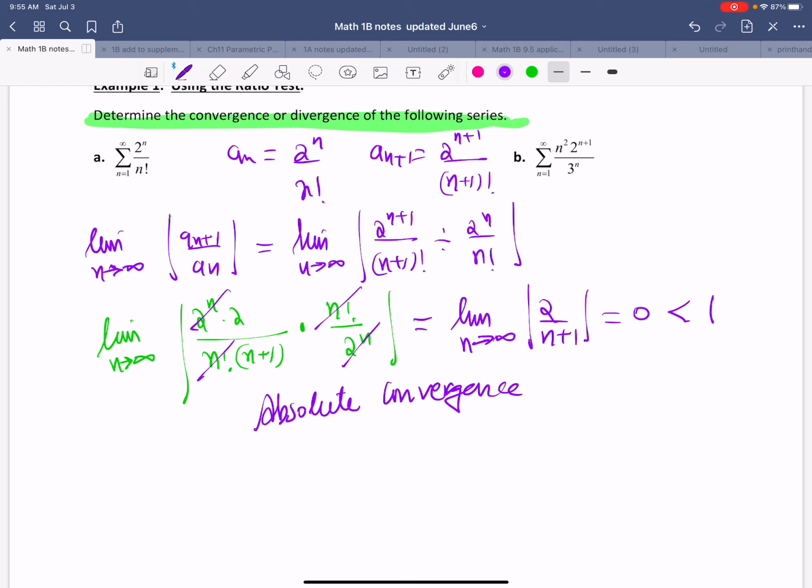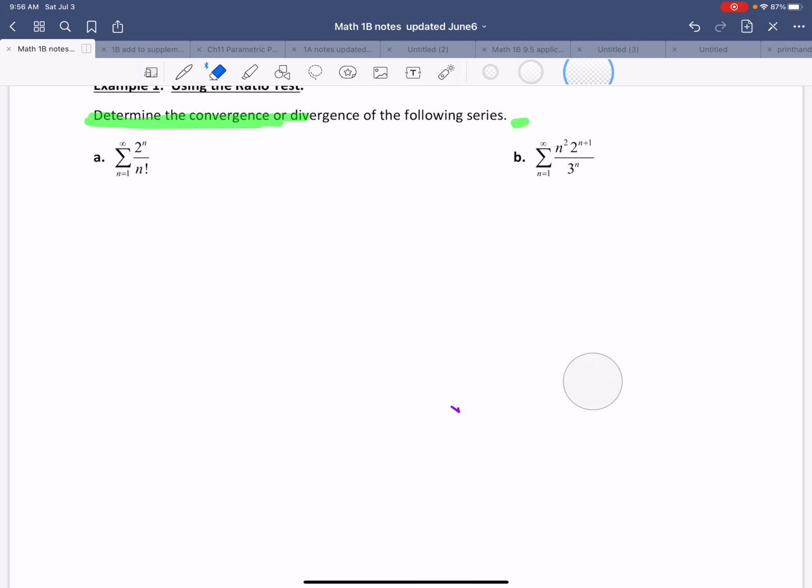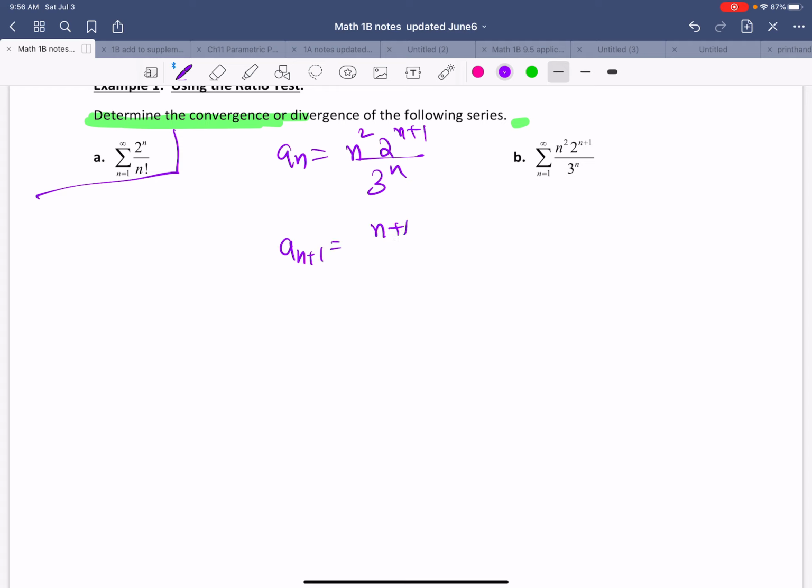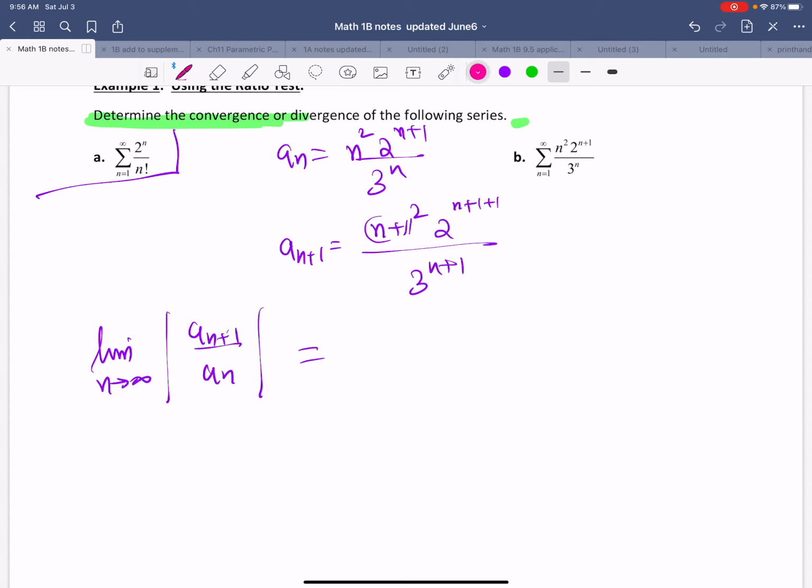So I'm going to make some room for the second problem. Part B. Here I'm given an is n squared times 2 to the power n plus 1 over 3 to the power n, and an plus 1 is n plus 1 to the second power times 2 to the power n plus 1 over 3 to the power n plus 1. And I'm going to go ahead and do the limit as n goes to infinity of an plus 1 over an.